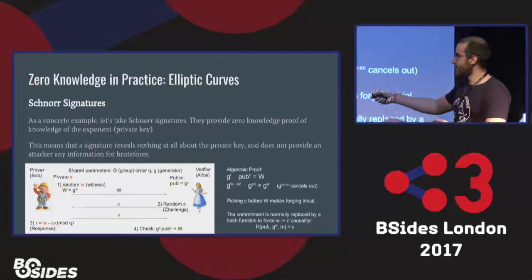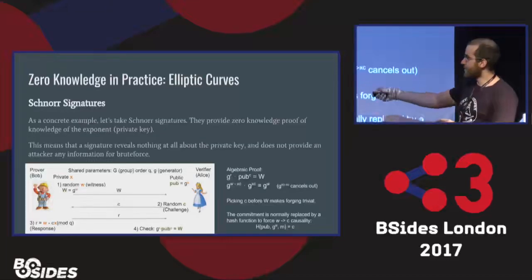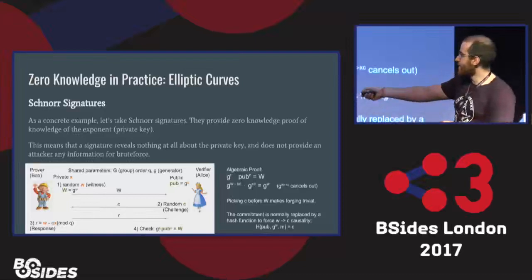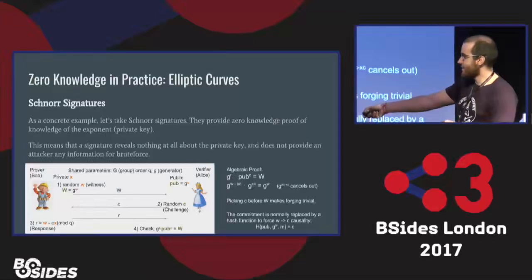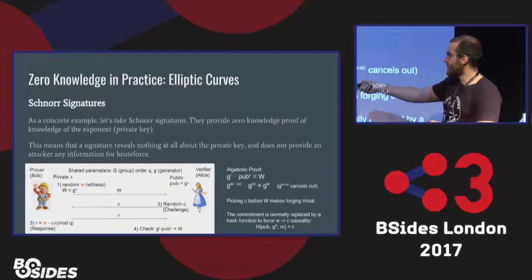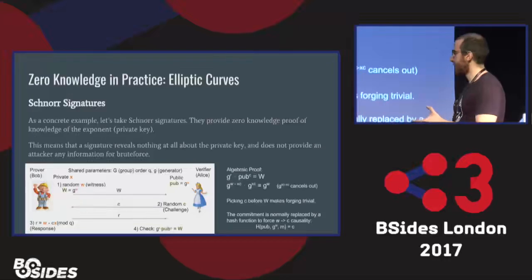You have G to the R times Bob's public key times Alice's challenge is W, the big commitment that I sent Alice. And if you expand it, remember that the public key is just G to the X. So let's swap the public key with G to the X, and then this becomes G to the XC, and R, the thing that Alice is raising to check for the equivalence, is again just W minus CX. I've just rearranged it to make it simpler. W minus XC and W minus CX are the same thing.